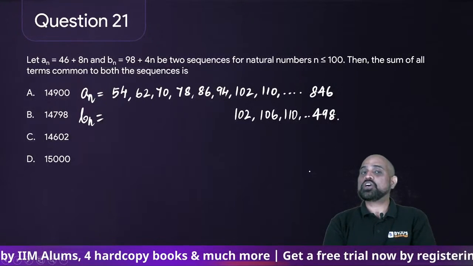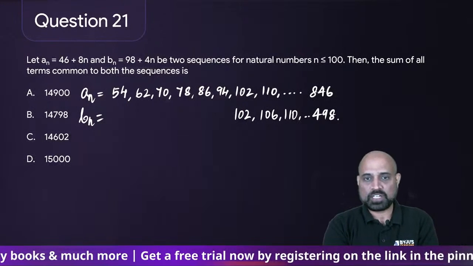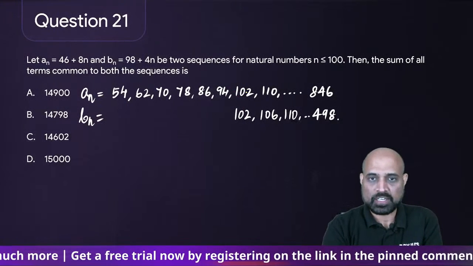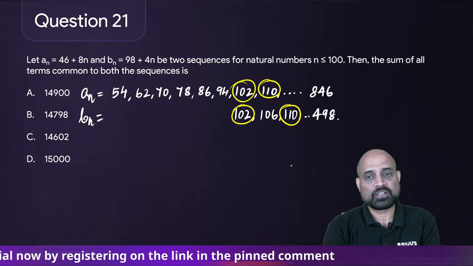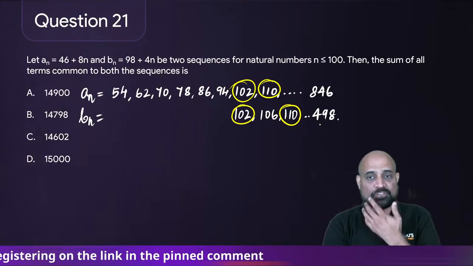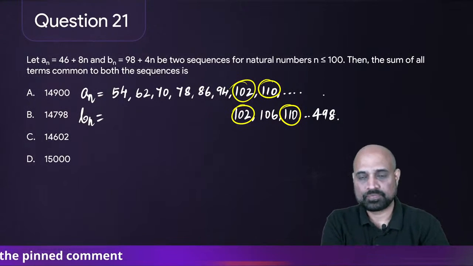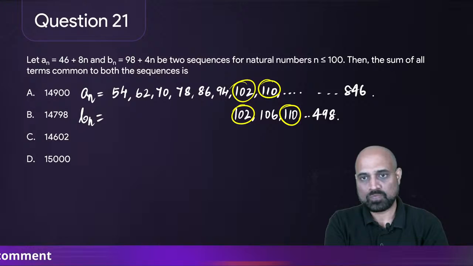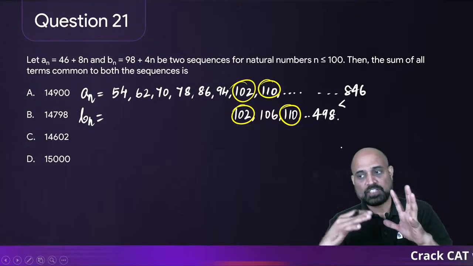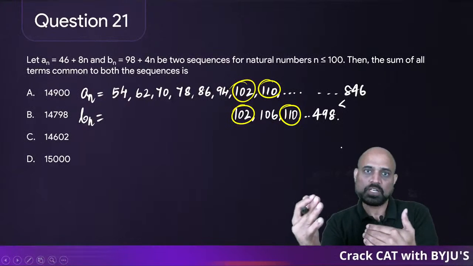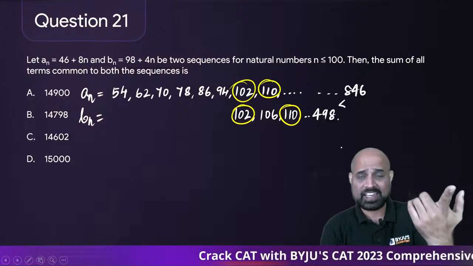Now we need to find out the sum of all the common terms. So sum of all the common terms अगर आप देखोगे तो आपको ये दिखेगा कि 102 कॉमन है, 110 कॉमन है, ठीक है, and 498 is a smaller value than 846. As in, if the terms are common, तो जो value common है दोनों में दिखना चाहिए. 498 will not be seen upwards in an.